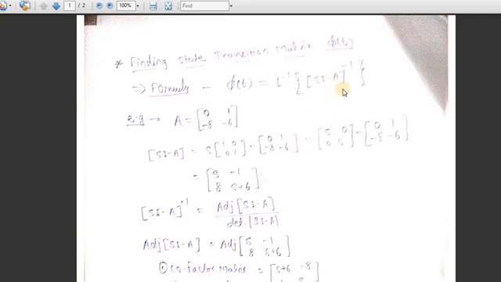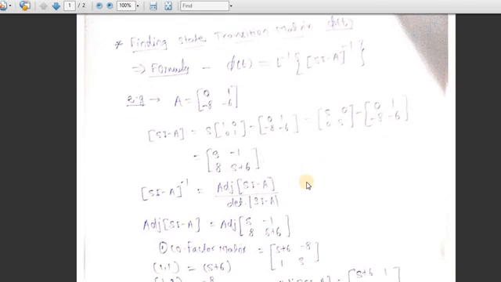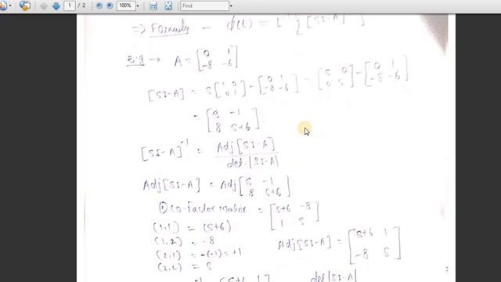Now we have to find its inverse. We have seen in the previous video how to find an inverse. The adjoint matrix of sI minus A divided by the determinant of sI minus A is the inverse matrix. So first find the adjoint matrix. Finding the adjoint matrix means we first find the cofactor matrix, and then take its transpose, which is the adjoint matrix.